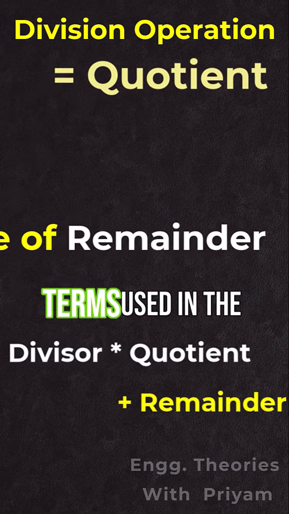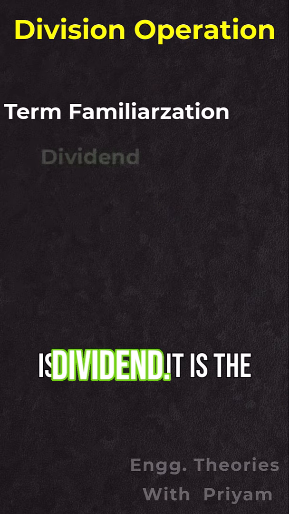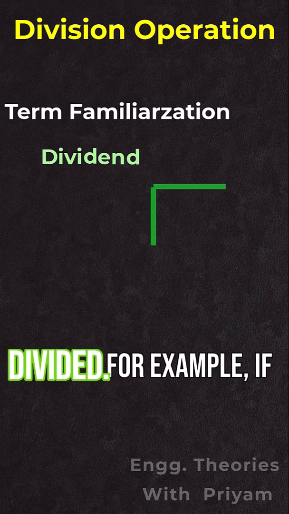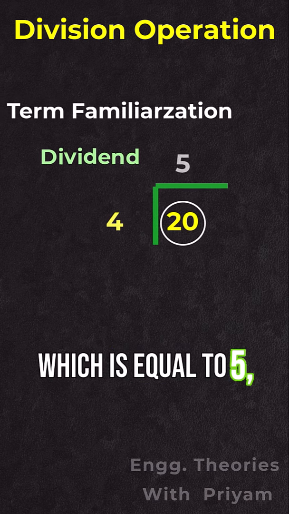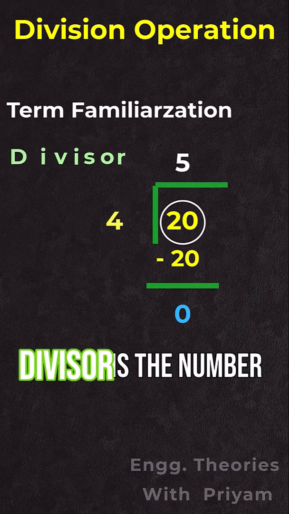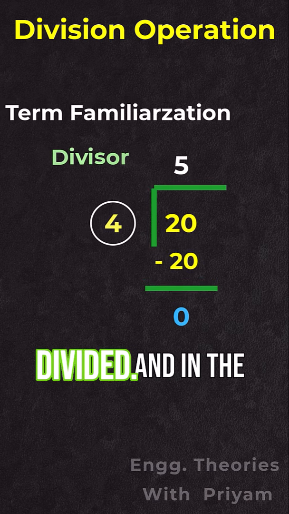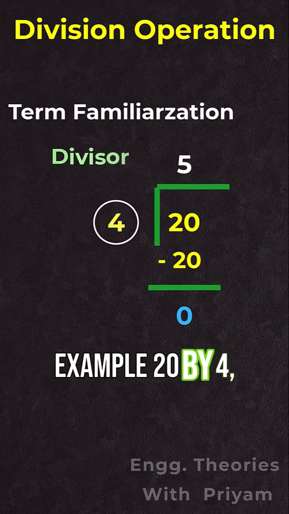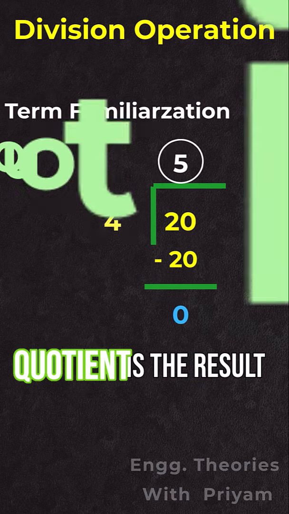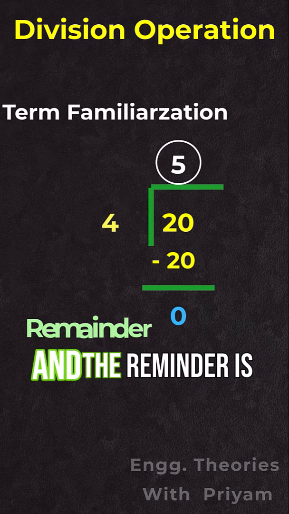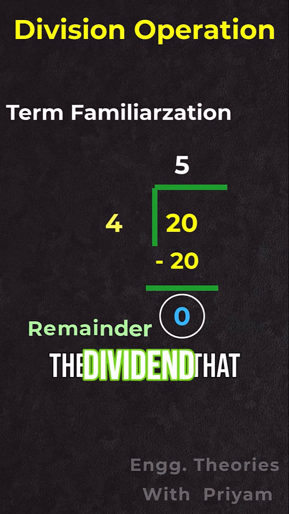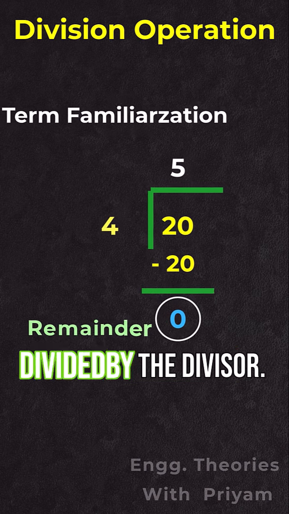There are several terms used in division. The first one is the dividend. It is the number that is being divided. For example, in 20 divided by 4, which is equal to 5, the dividend is 20. The divisor is the number by which the dividend is divided, and in the example 20 by 4, the divisor is 4. The quotient is the result obtained after the division, that is 5 here, and the remainder is the leftover part of the dividend that cannot be completely divided by the divisor.